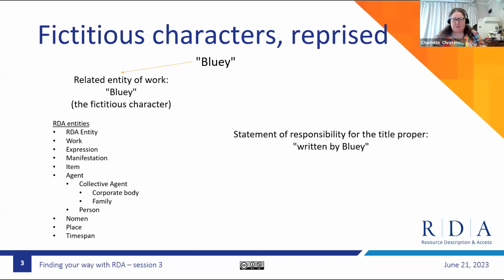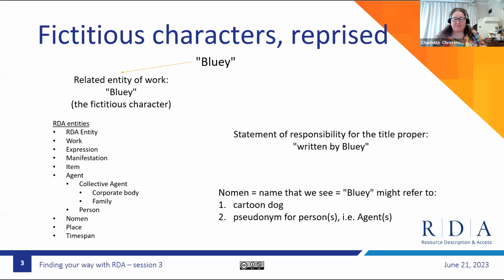If we dip our toes back into the nomen pool for a moment, we can say that those 5 letters put together might represent 2 different things. One being a cartoon dog, the other being an agent using that name. So, if the word Bluey represents the subject of a work, it's most useful to think about the cartoon dog. While if Bluey represents the creator of a work, it's most useful to think about the pseudonym for an agent.